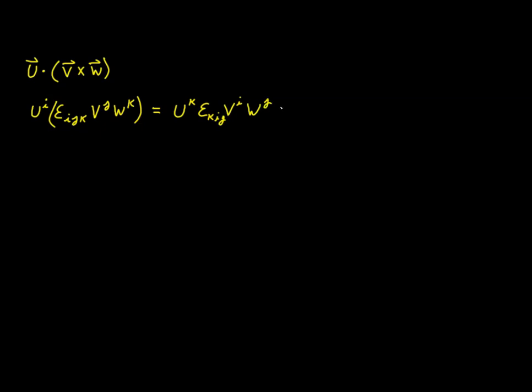Okay, now we'll rearrange the terms. I'm going to put v_i first, and then I'm going to have my epsilon factor, and then I'll put w_j next and u_k last like this. But with the epsilon factor, notice this, that epsilon_kij would be equal to negative epsilon_ikj.